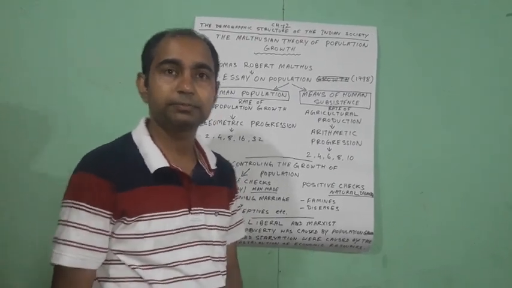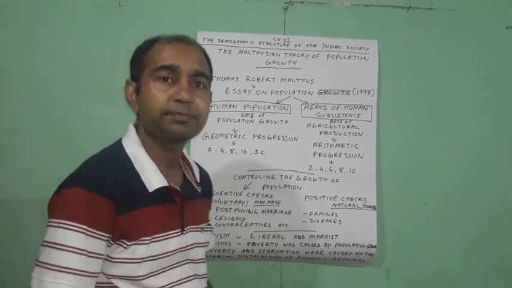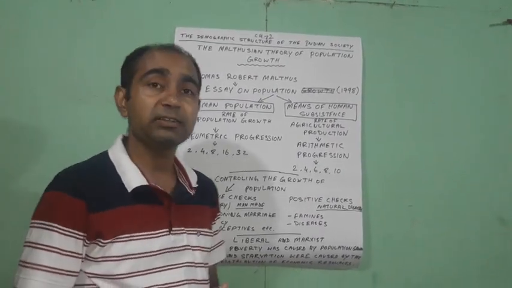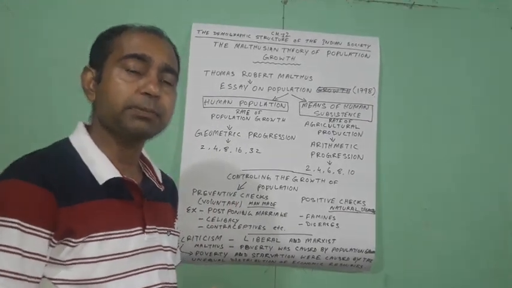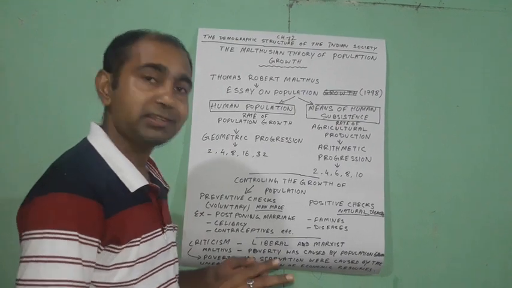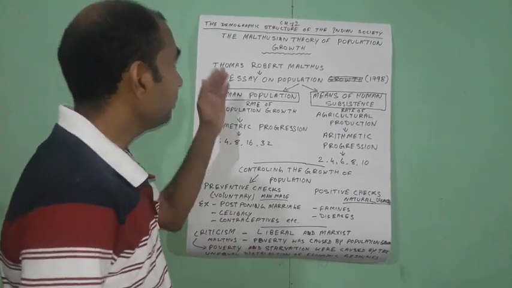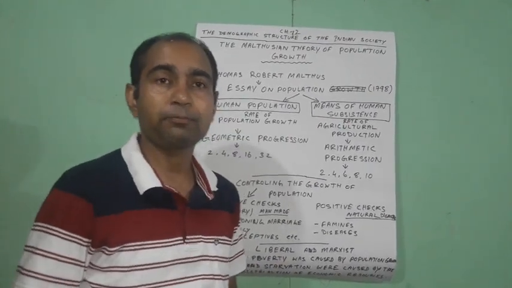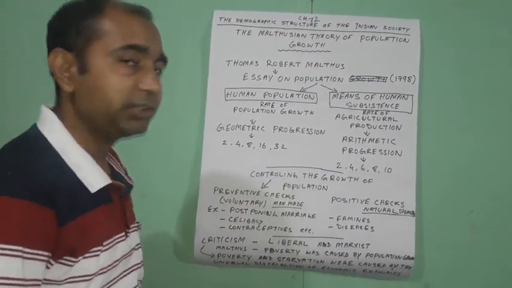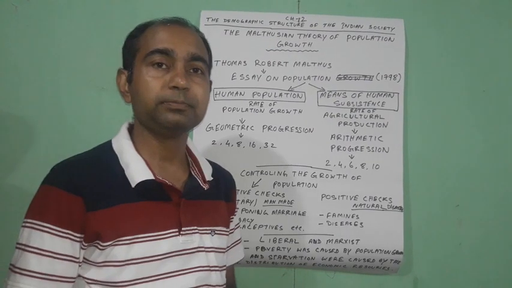Good evening, students. Today we are going to discuss chapter 2, the demographic structure of the Indian society. In this chapter, there are two theories. One is the transitional theory, and another one is the Malthusian theory of population growth. In this class, today we are going to discuss the Malthusian theory of population growth.